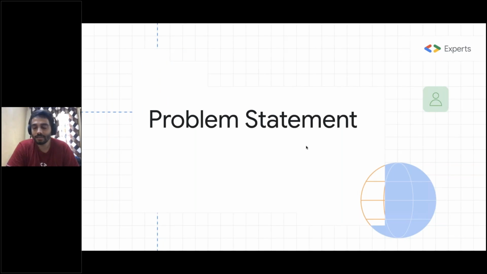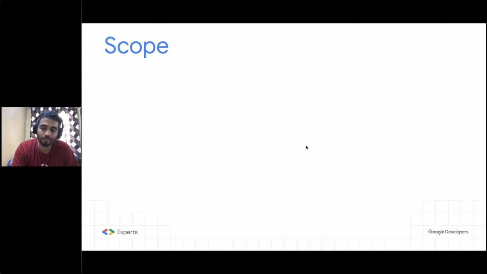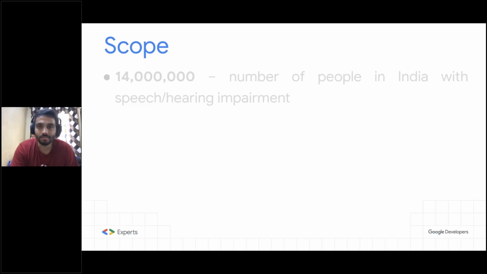Now let's talk about the problem statement. When we define a problem statement, we want to make sure that the solution we are proposing is robust, which means that it can withstand multiple issues. At the same time, it should be pervasive. That is, it should incorporate as many people as it could.